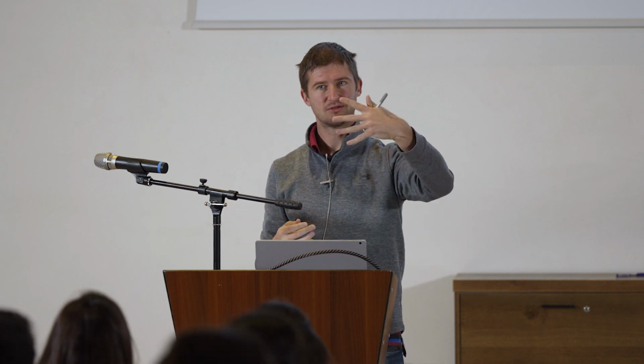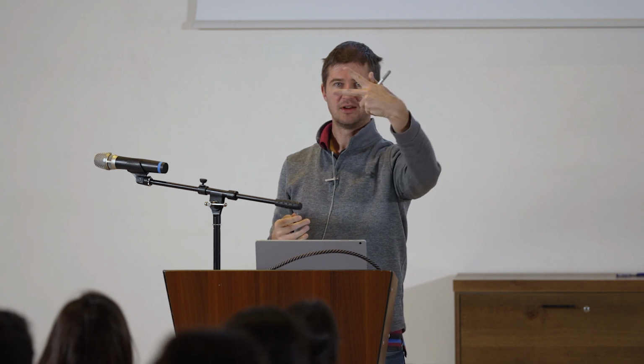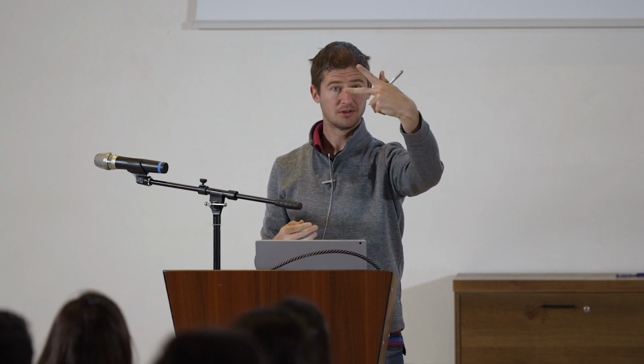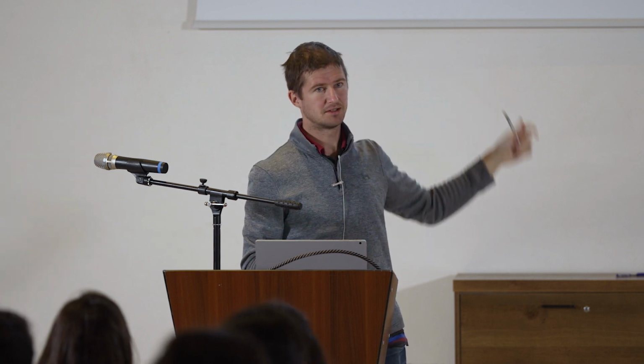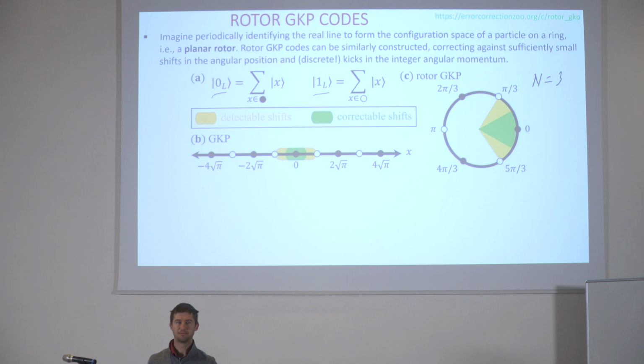So you can imagine that this rotor GKP code inside this rotor space will protect against some amount of rotations. The rotations that take you out of the code space will be detectable, right? And that's the yellow region in both of these cases. And rotations that don't take you outside of this Voronoi cell, this arc defined by the green region, are correctable because they go all the way up to the midpoint on the circle between the black and white balls. Okay?